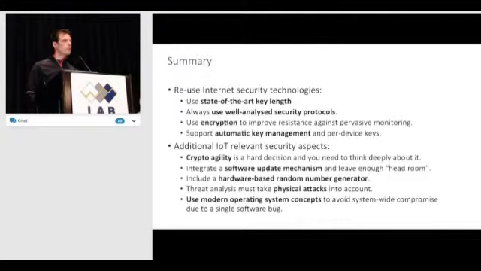However, there are some IoT-specific recommendations that I would like to point out. Crypto agility is a hard decision for designers, and they have to think deeply about it, specifically since many of the algorithms in IoT devices, for performance reasons, are actually in hardware. So switching from one algorithm to another is actually not that easy. Also integrate a software update mechanism and leave enough headroom for these updates. Include a hardware-based random number generator in the devices. Many of the chips that you find out there today actually don't have such a random number generator.